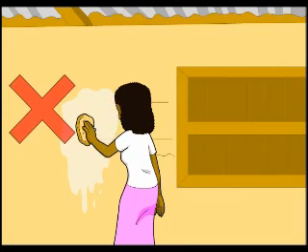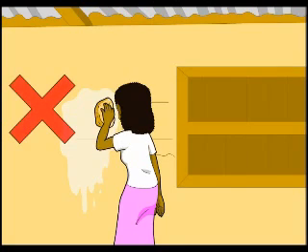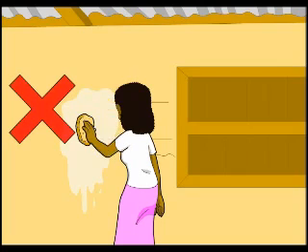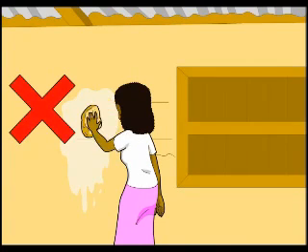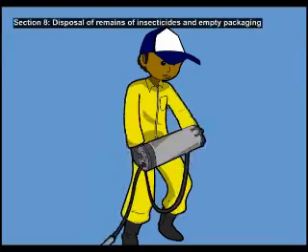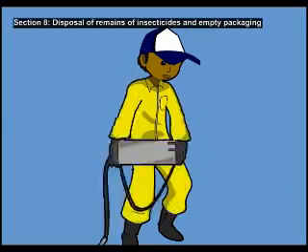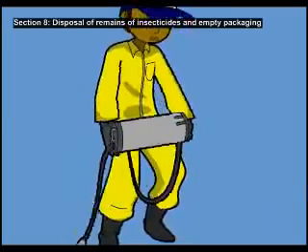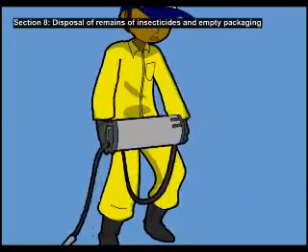Owners of treated houses should not replaster walls after the walls have been sprayed. Walls should not be wiped or replastered for at least 6 months after spraying. Section 8. Disposal of remains of insecticides and empty packaging.